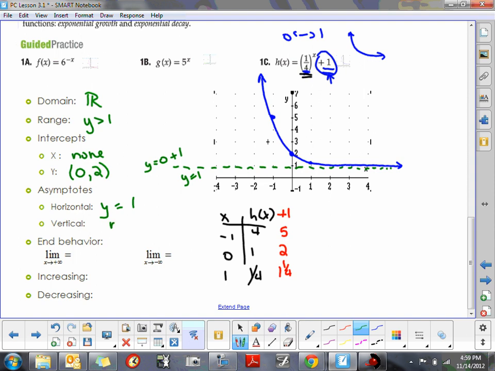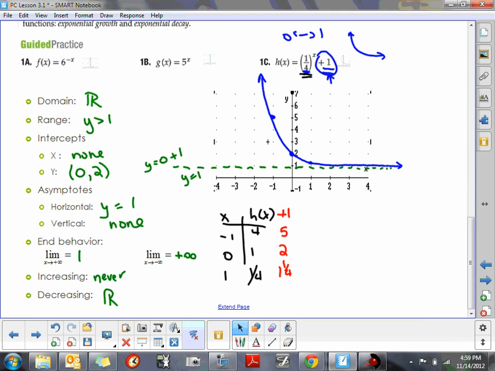There's no vertical asymptote. The end behavior: the limit as x approaches positive infinity, now our values approach 1, so they get closer and closer to 1. The limit as x approaches negative infinity goes to positive infinity. This graph is never increasing. It is always decreasing. It's always going downhill, so that's over the set of all real numbers, or from negative infinity to infinity.